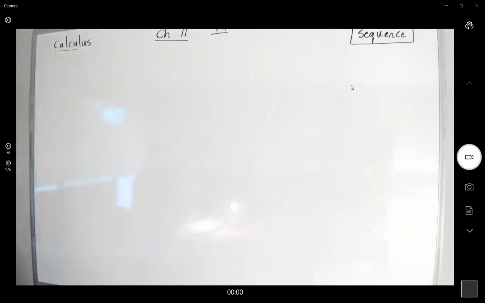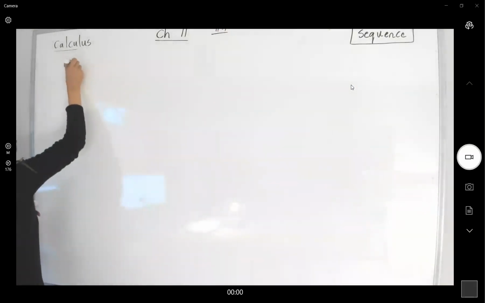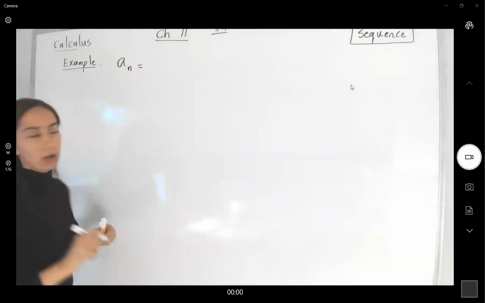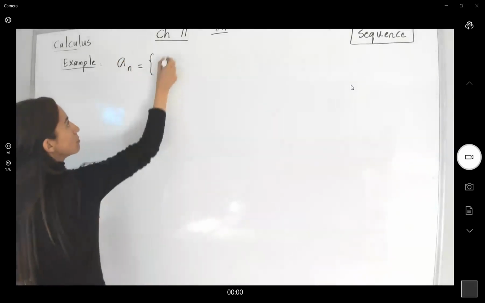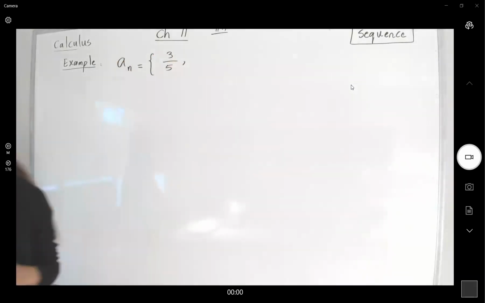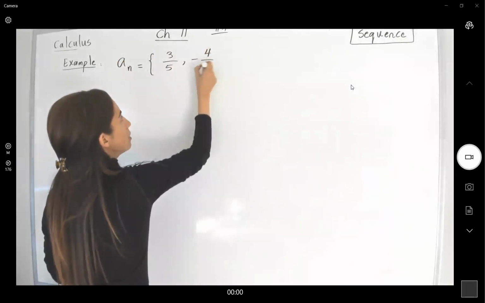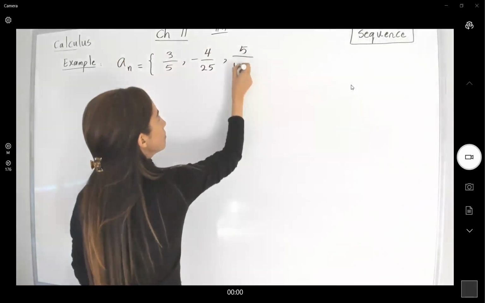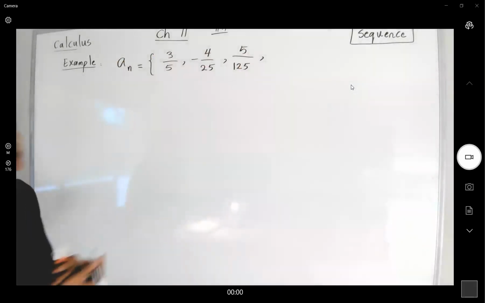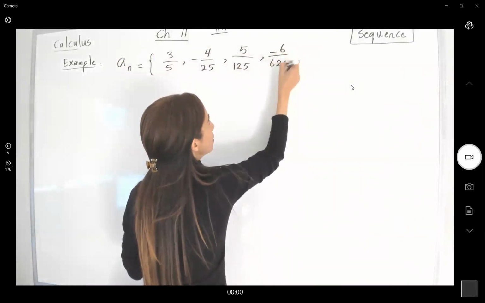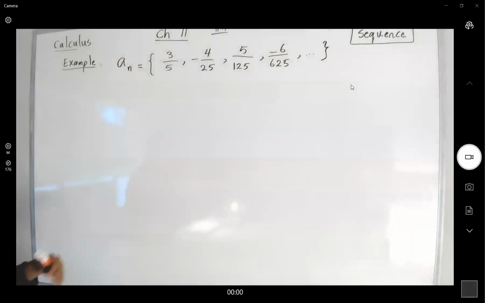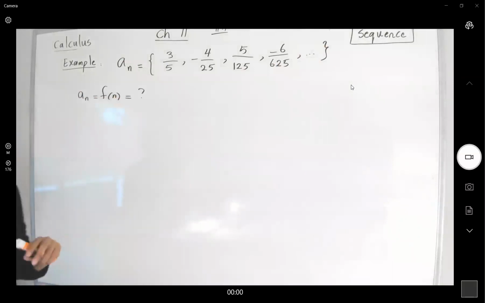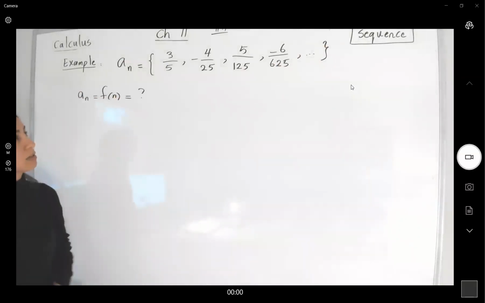So this example says, what do we have? a sub n is equal to 3/5, comma, -4/25, comma, what else do we have? 5/125. The next term is -6/625, and so on. What is the general term for this sequence?